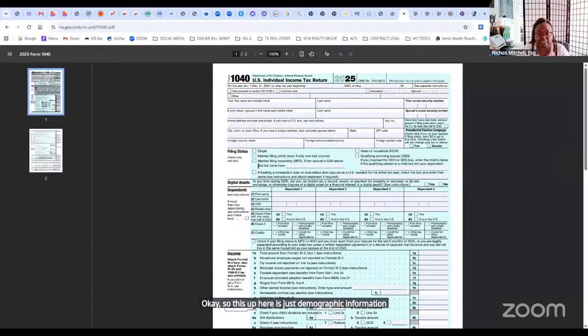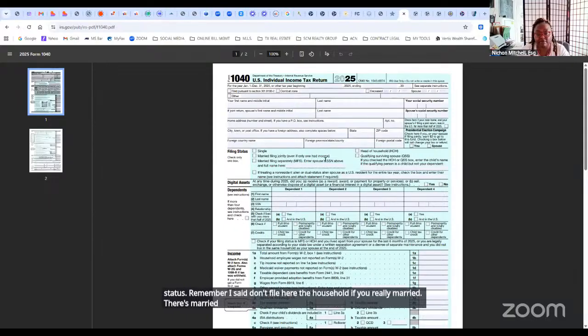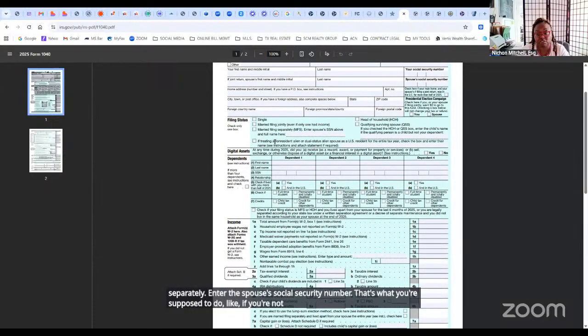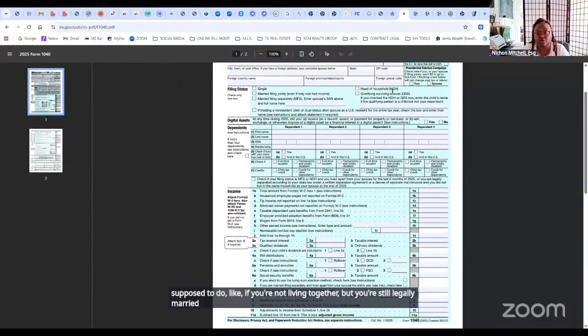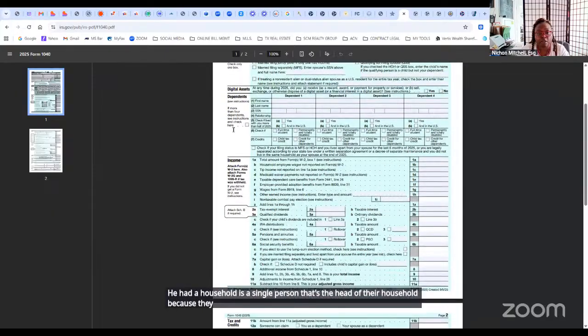This is your filing status. Remember, I said don't file head of household if you're really married. There's married filing jointly, even if only one had income, and married filing separately. Enter the spouse's social security number. That's what you're supposed to do, like if you're not living together but you're still legally married. Head of household is a single person that's the head of their household because they're taking care of children. Okay, put your dependents right here.